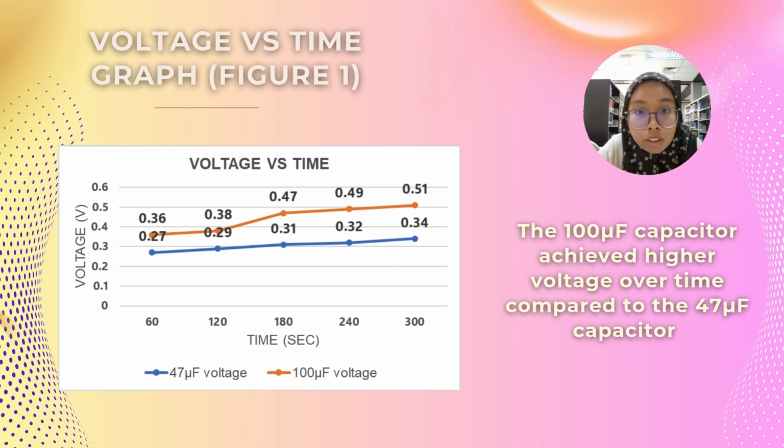The voltage increases over time for both capacitors. Starting at 0.36 volts and reaching 0.51 volts at 300 seconds, the 100 microfarad capacitor outperforms the 47 microfarad capacitor, which starts at 0.27 volts and peaks at 0.34 volts. The difference is due to the greater energy storage capacity of the larger capacitor. It can be concluded in the formula Q equals C times V, where C represents the capacitance, while V represents the voltage.